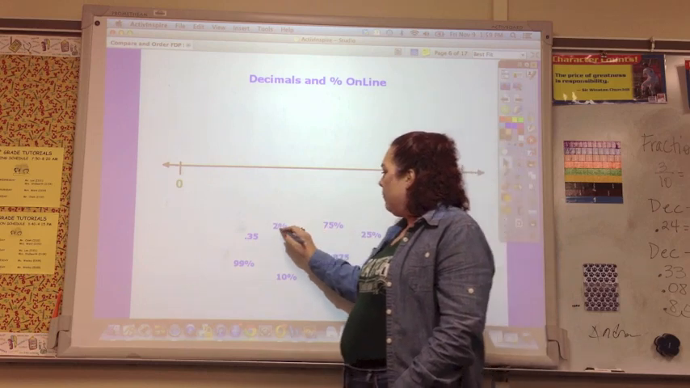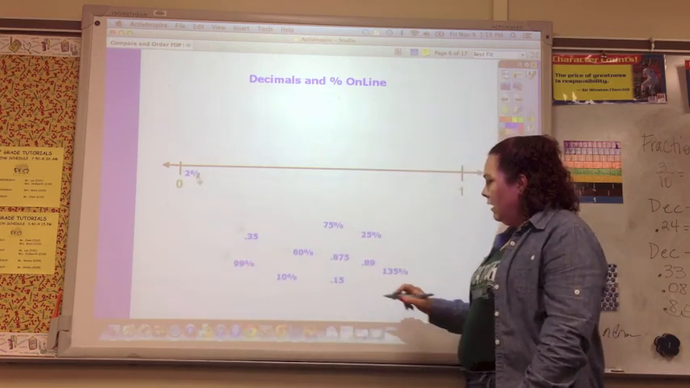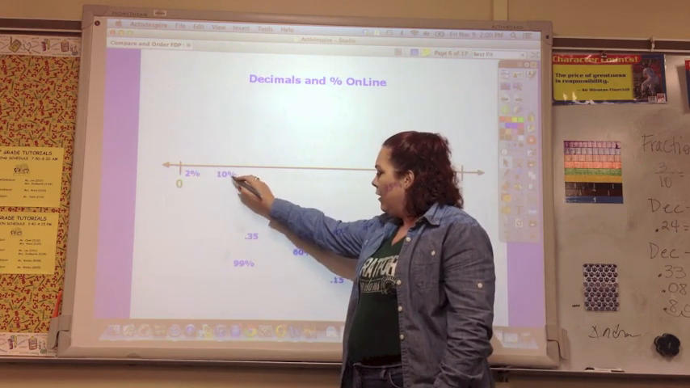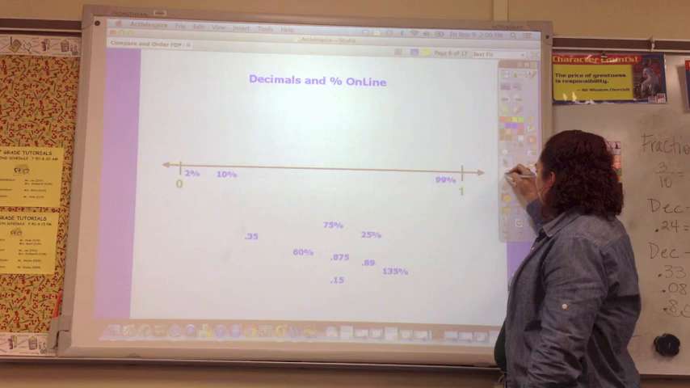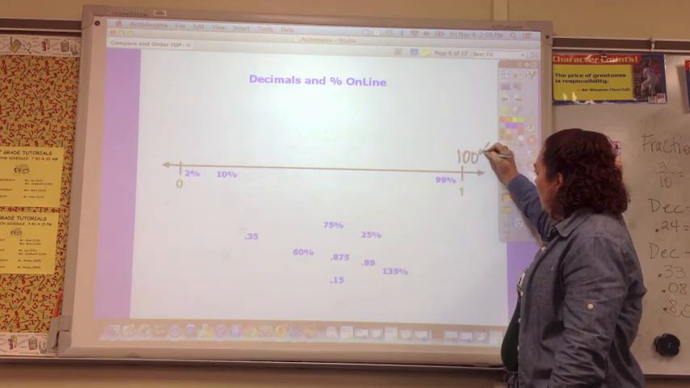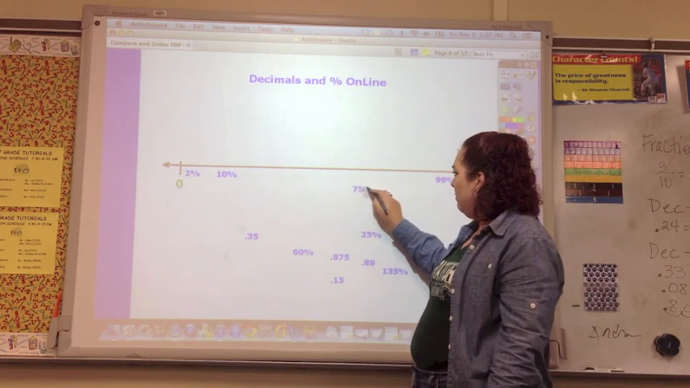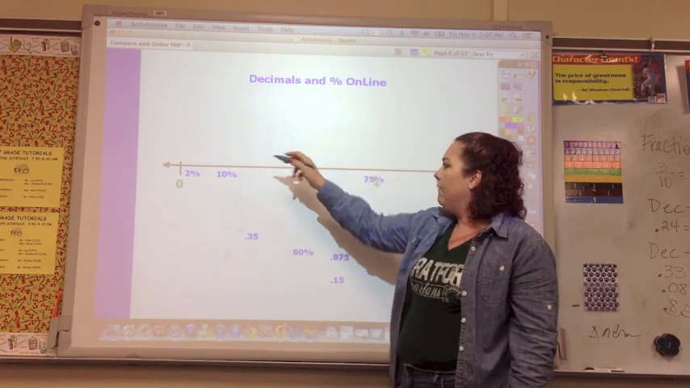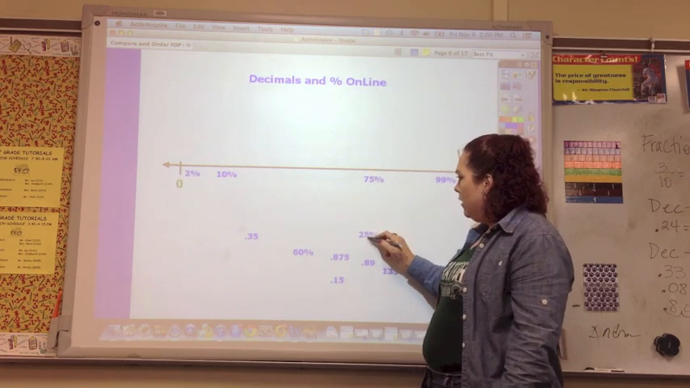And I'm going to get my percents on here. Well, 2% is almost nothing. And 10% would come right in here. 99% would be really close to 1, which is also 100%. And then 75% is going to be about 3/4 of the way. If I drew a fraction strip and I said 3/4, it would be about here.